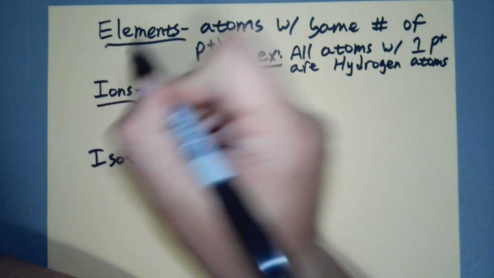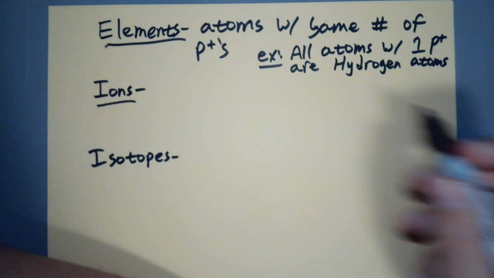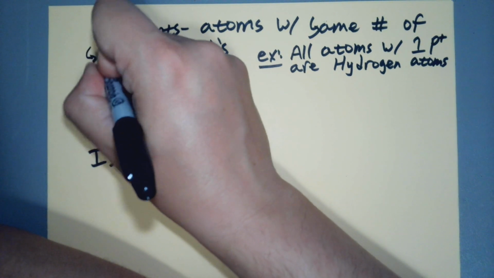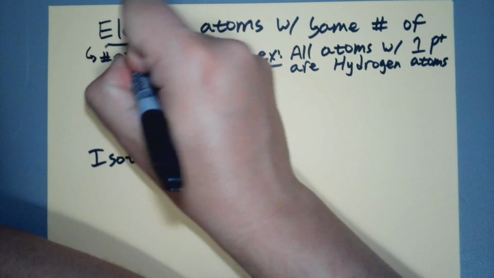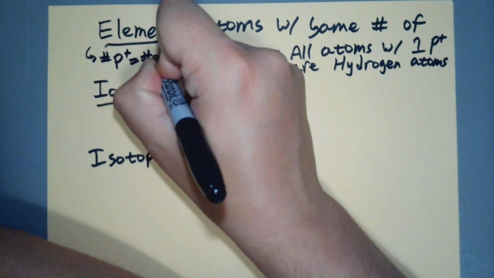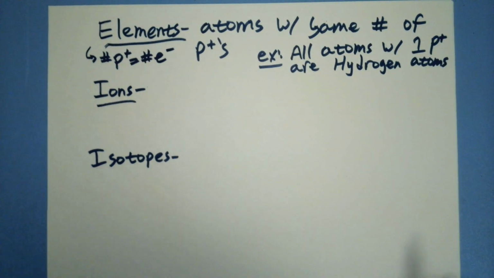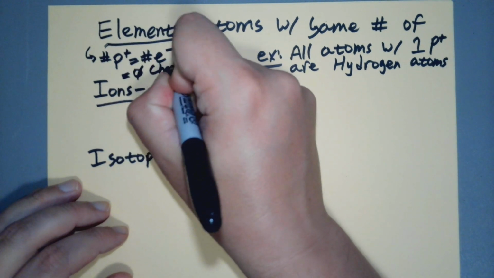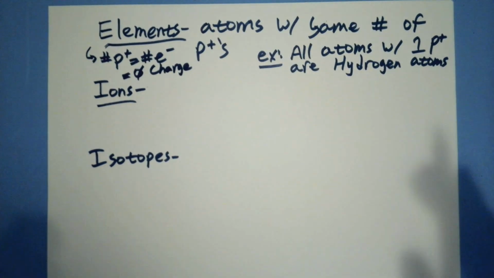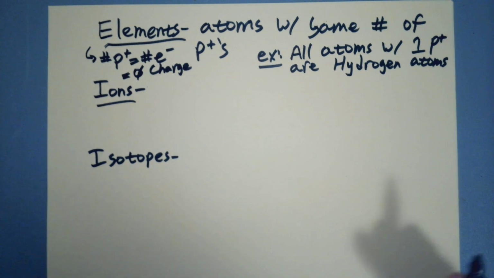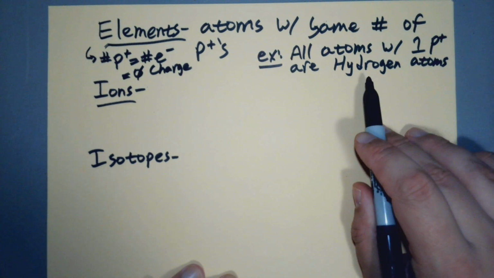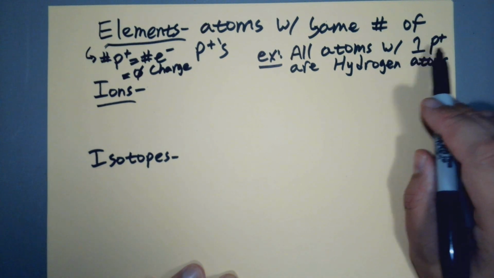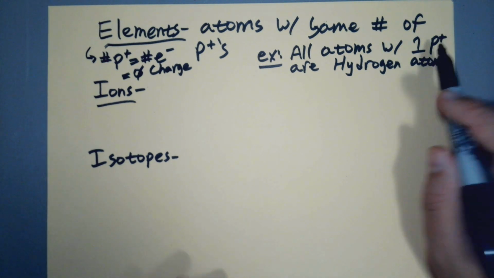Okay? So, the other thing is the number of protons equals the number of electrons, which means that they have zero charge. Okay, keep that in mind. So hydrogen atoms are going to have one proton. They're also going to have one electron and have neutral charge.